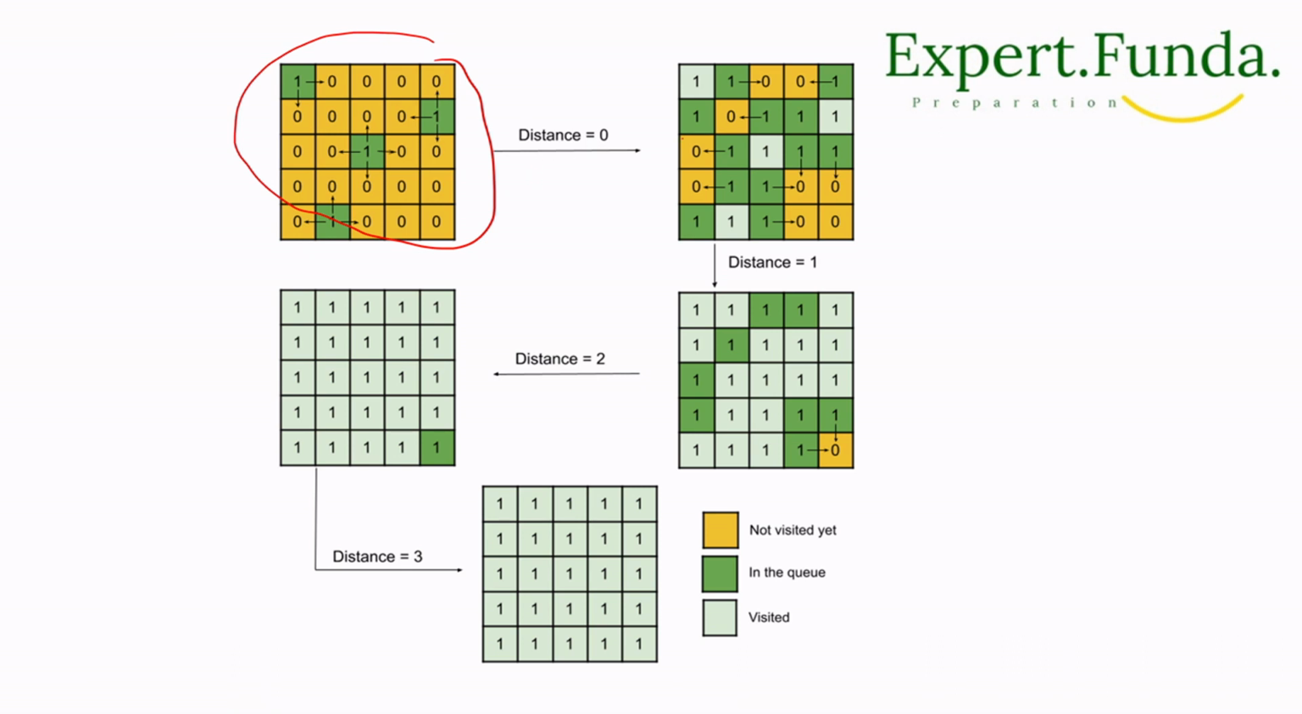So what will happen: we come here and check the nearest cell. If the nearest cell is not visited, we will make it visited like this, and then we will move. Now this one is visited, and we will make this a 1, because we have covered it with distance 1. So after completing distance 1, we will reach here.